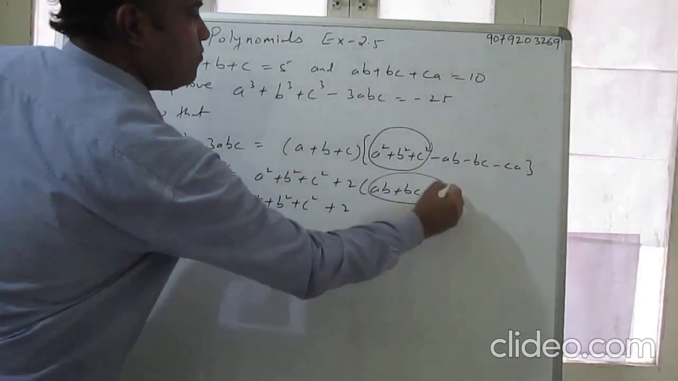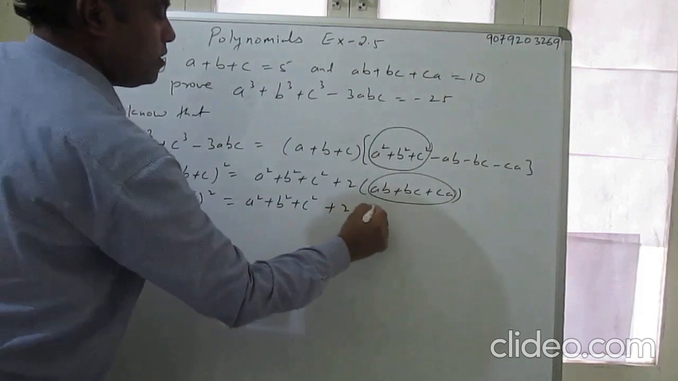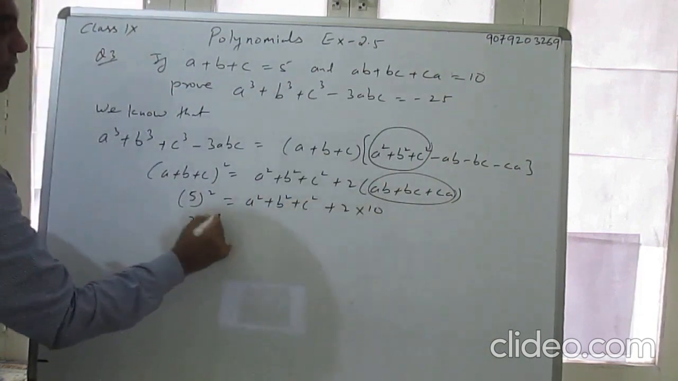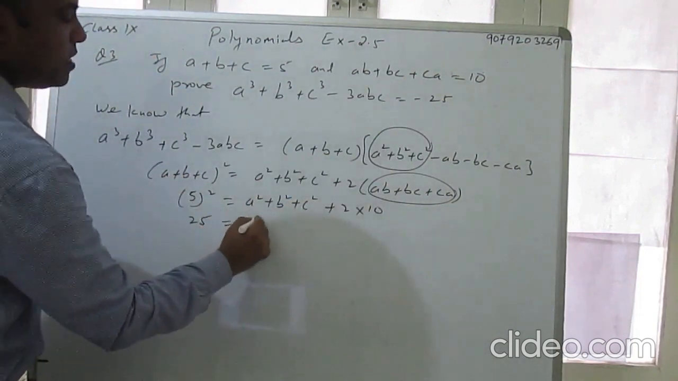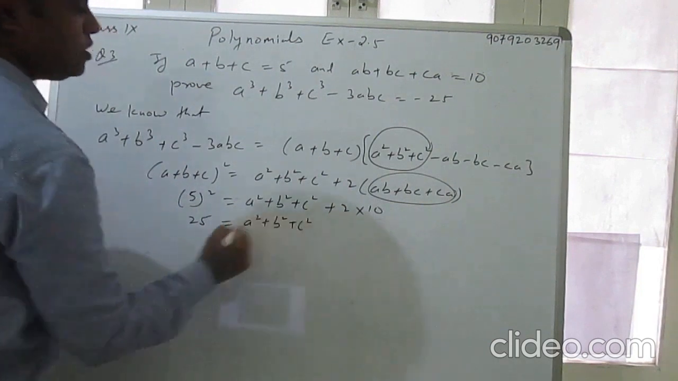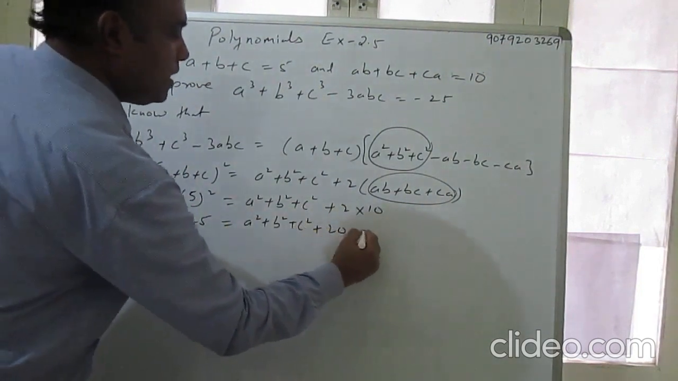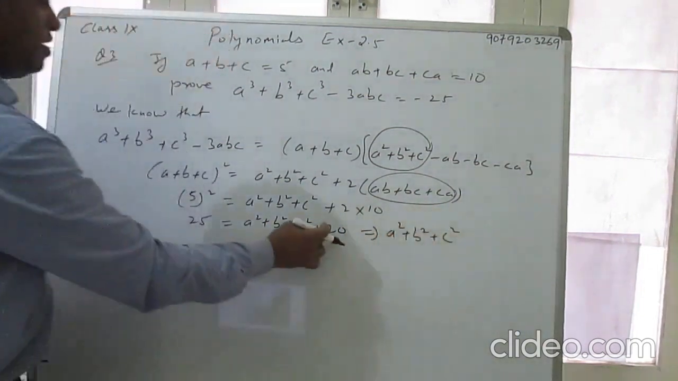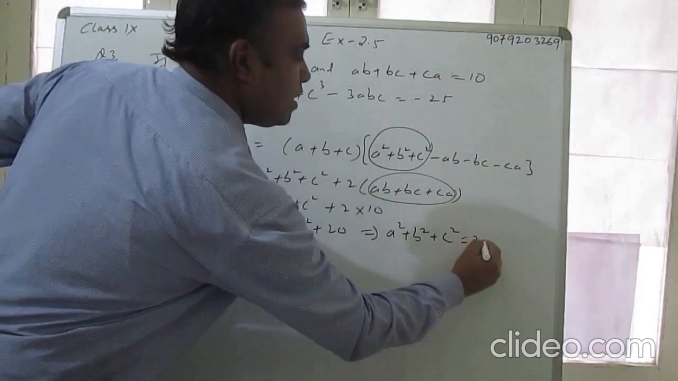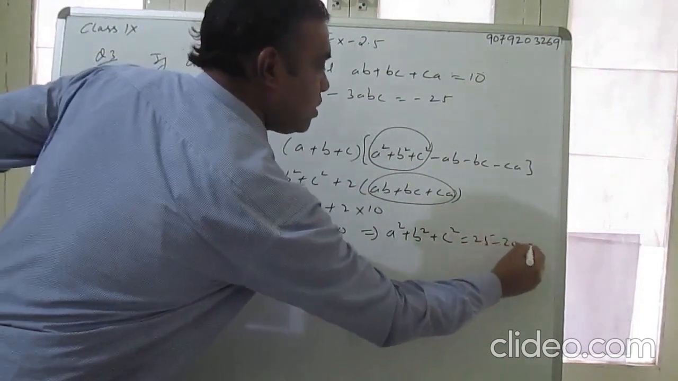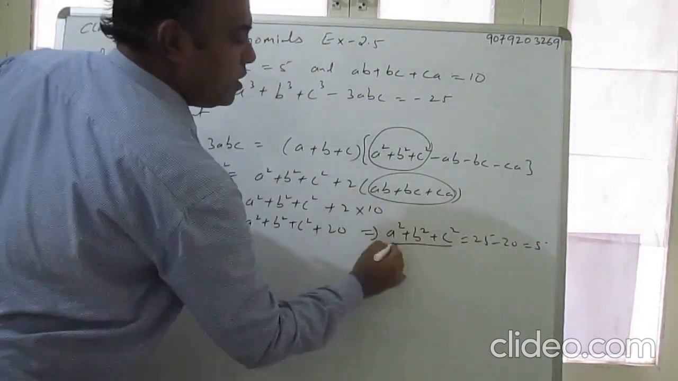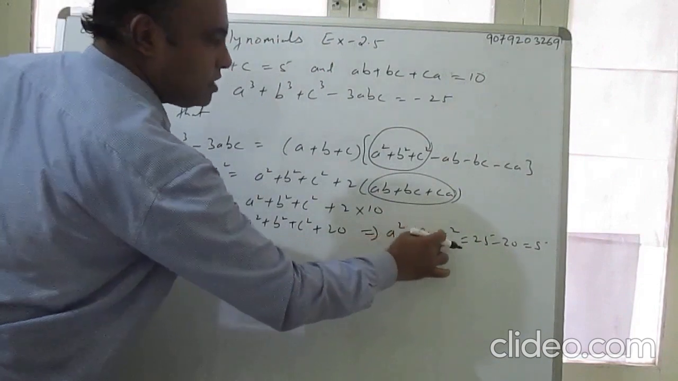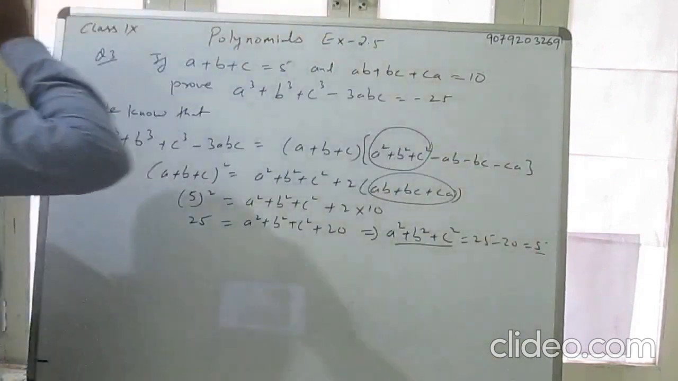What is the value of this? 10. So 25, 5 into 5, 25. a square plus b square plus c square plus 20. This implies a square plus b square plus c square is equal to how much? 25 minus 20 is equal to 5. So the value of a square plus b square plus c square is equal to 5.